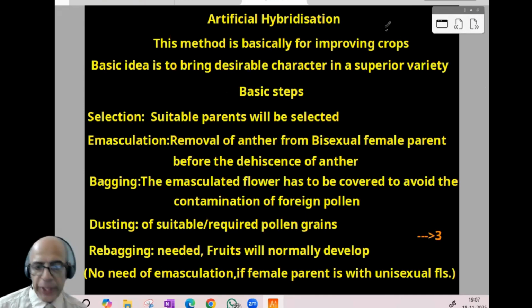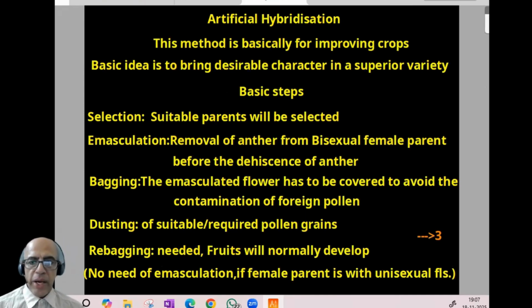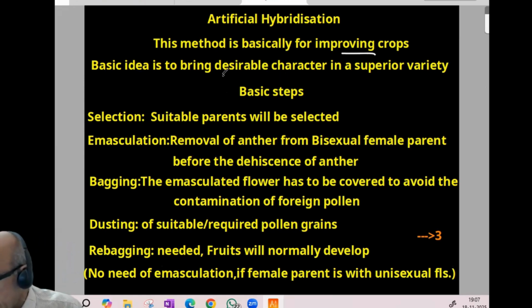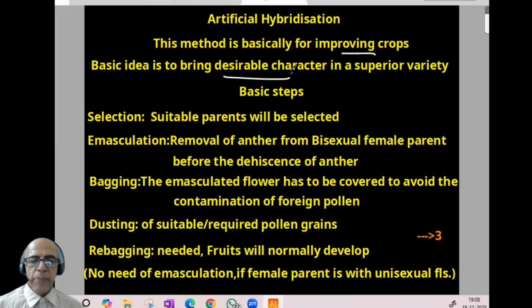Now, the second topic is artificial hybridization. And what is the purpose? What is the need? What are the basic steps? See, this method is basically for improving crops. And what is the basic idea? The basic idea is to bring desirable characters into a superior variety. Desirable.